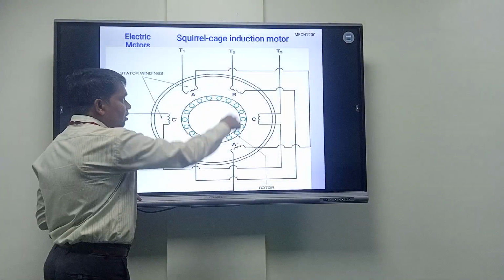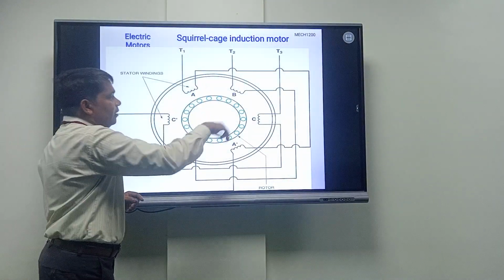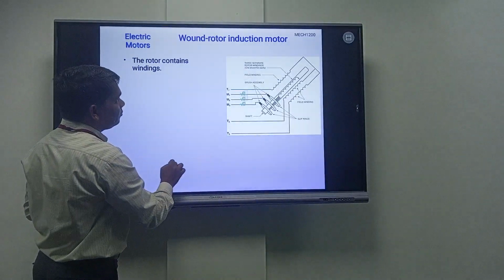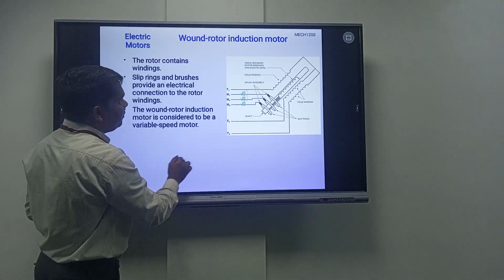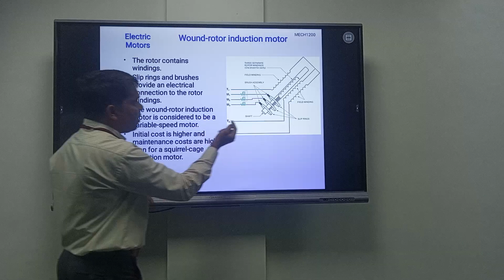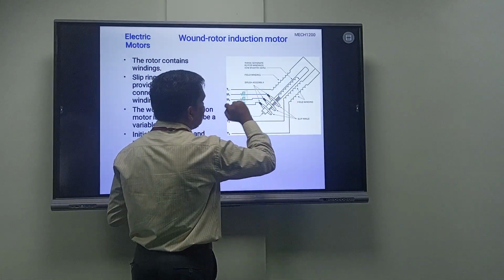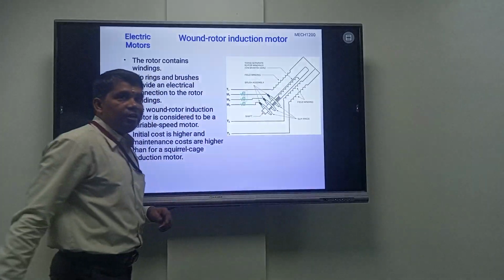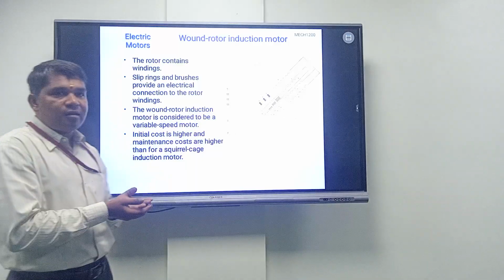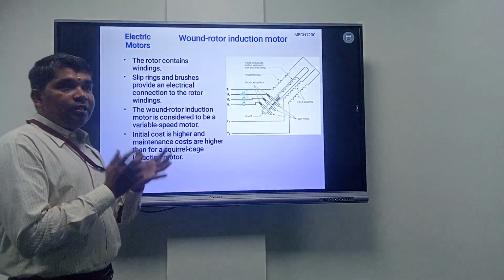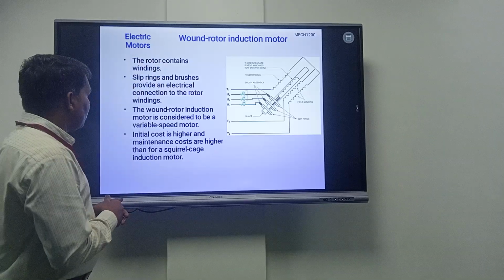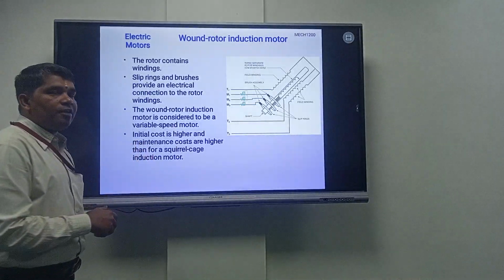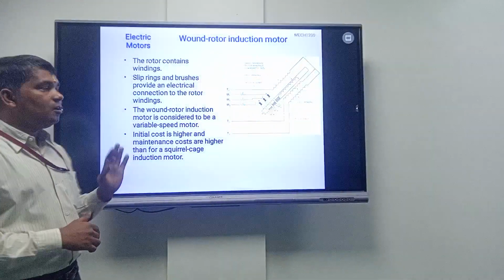Here the rotor has a single winding and the stator has three windings, but in the wound rotor, we will have a three-phase winding for the rotor as well as a three-phase winding for the stator. So from the construction point of view and the requirement of material, a huge amount has to be spent for the wound rotor cases. That's why the initial cost is high, and the maintenance cost is also high for the wound rotor machine than the squirrel cage induction machine.